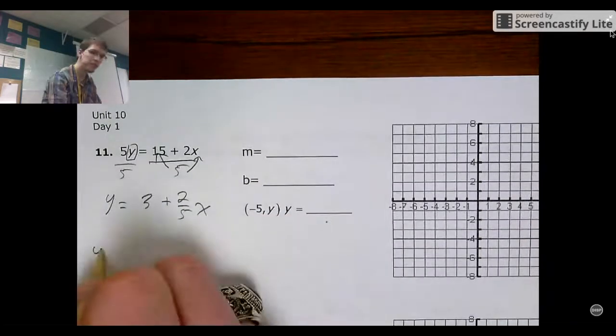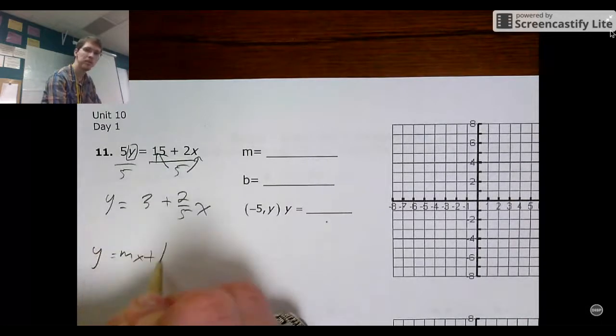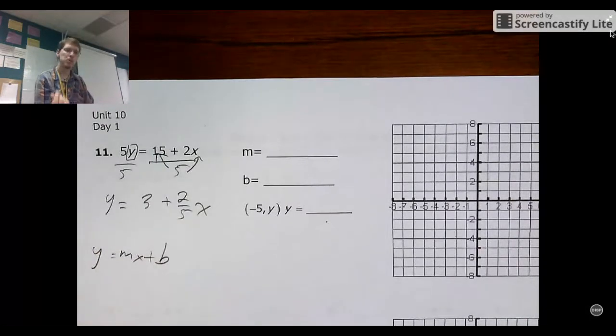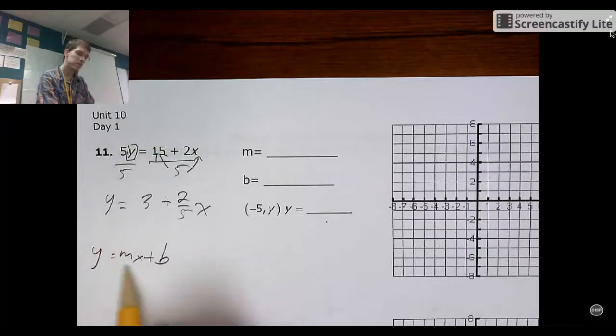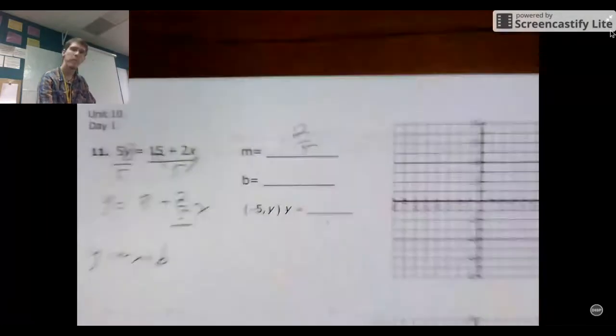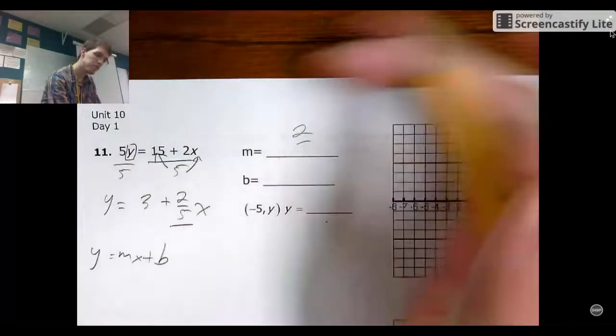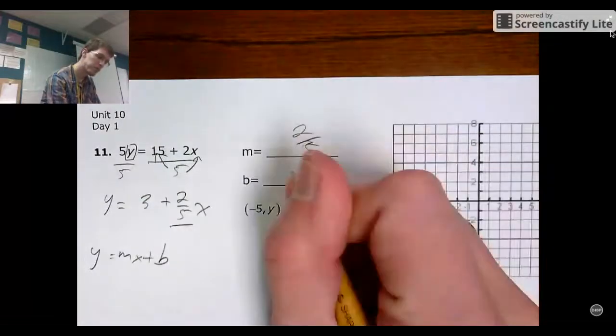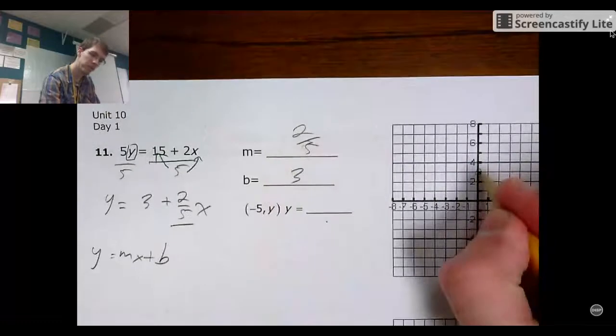Now, we're used to looking at this as y equals mx plus b, right? So this isn't written as y equals mx plus b, is it? This is actually written as y equals b plus mx. The x and the slope always go together. So our slope is still 2/5. And our b, our y-intercept, is 3. So it starts at (0, 3) on our graph.